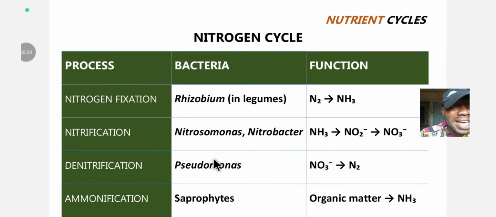What organism or what kind of bacteria converts this organic matter to ammonia? It is converted by saprophytes, saprophytic bacteria. Saprophytic bacteria dissolve organic matter to form ammonia. And this ammonia can be acted upon by what? By nitrifying bacteria again to form nitrates. Just like that, that's how the cycle continues to go. And so that's the nitrogen cycle for you.